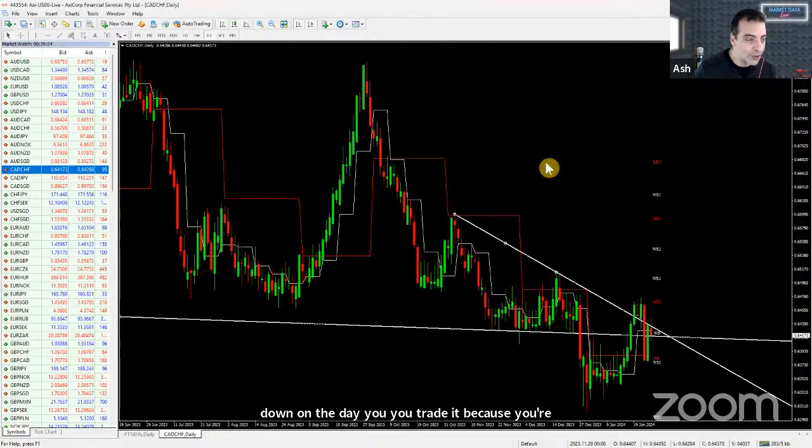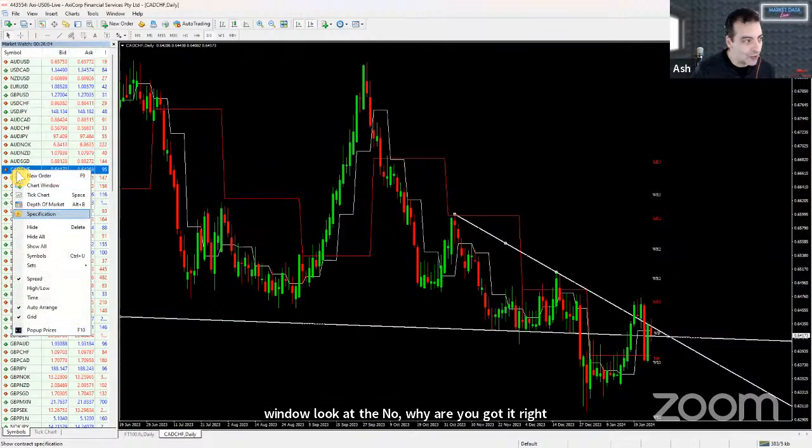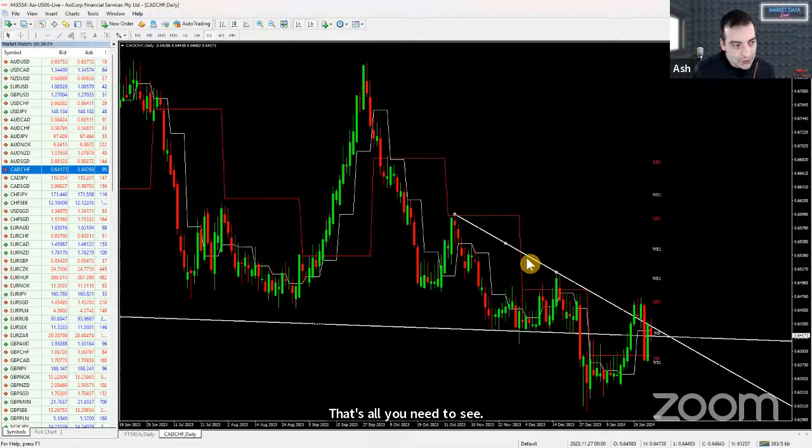So all you've got to do is look at your market watch window. Look at your pair. Click on specifications, and it tells you whether you're charged or whether you're paid for holding the position, and you're looking at swap long, swap short. That's all you need to see.